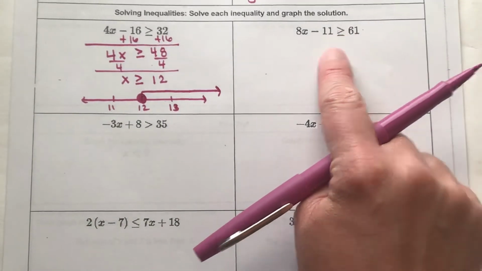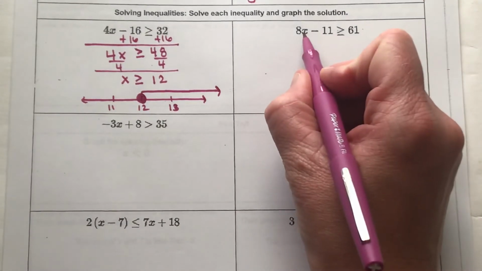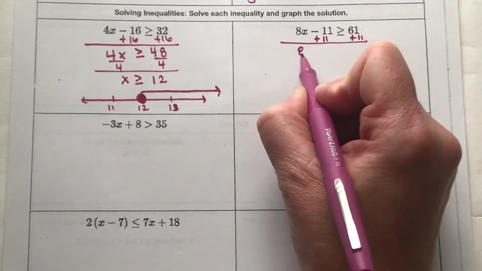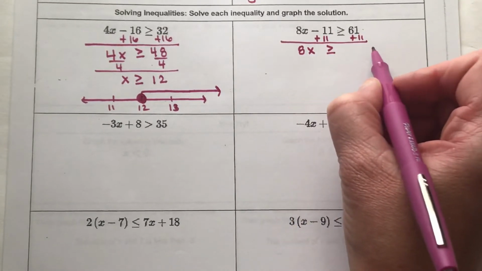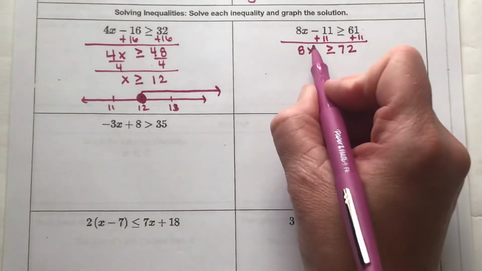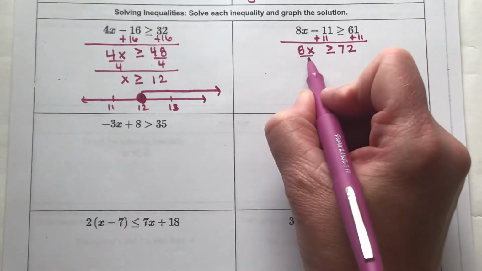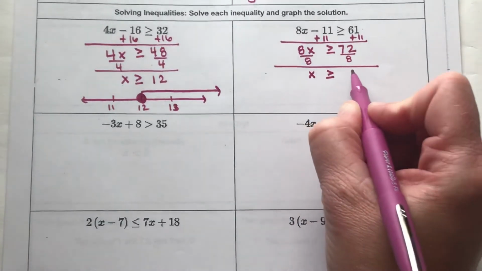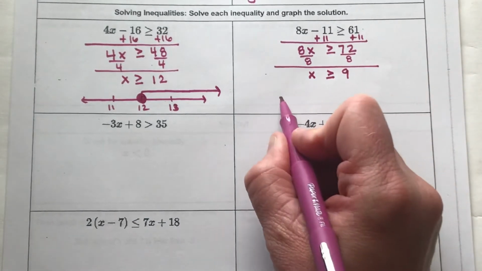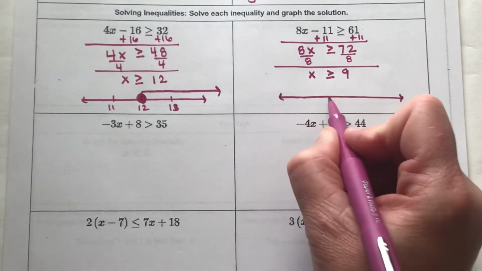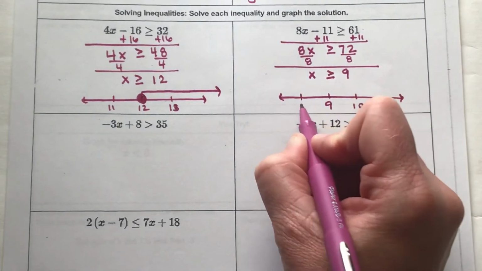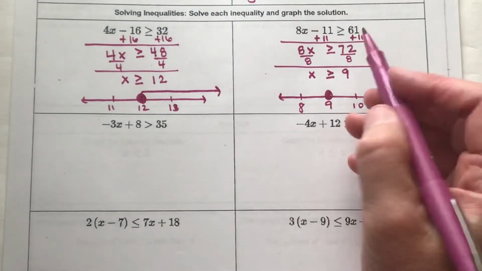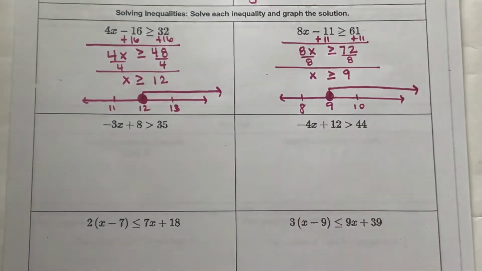For this problem over here, it's going to work really the same way. I need to get my x term alone, and I'm going to do that by adding the 11 to the other side. Now I'll have 8x is greater than or equal to 72. And if I divide both sides by 8 to isolate my x, I will have x is greater than or equal to the number 9. So I'm going to draw a number line. I'm going to put 9 in the middle, a number bigger and a number smaller. Now 9 I'm going to circle and fill it in because it says greater than or equal to, and then I'm going to shade towards the right.